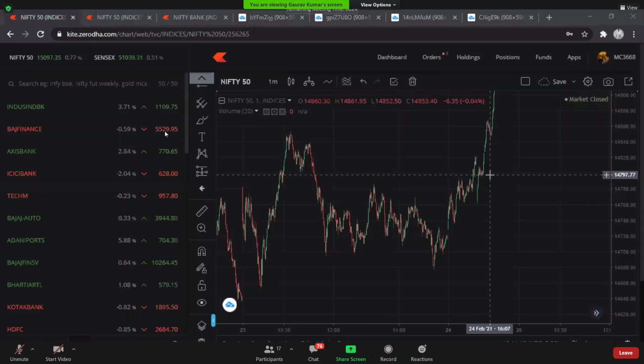And why do we see wick rejections? Why do wicks form? Wicks form just because the price was rejected from that point. There was some kind of pressure at that point from which the price couldn't cross. So you will utilize that point for yourself, as your SL or target, whatever.